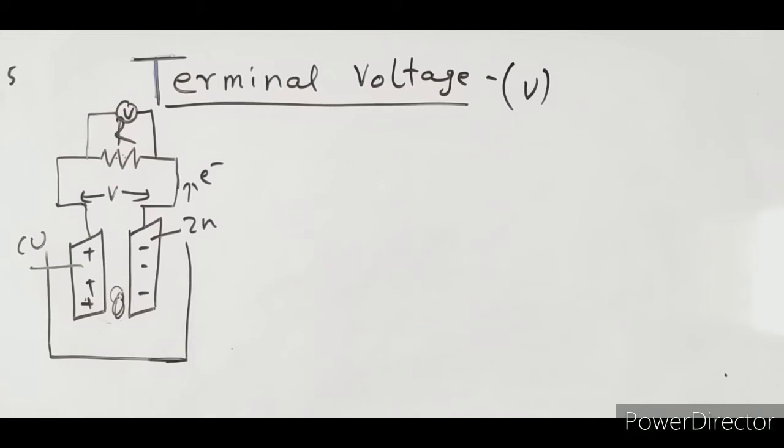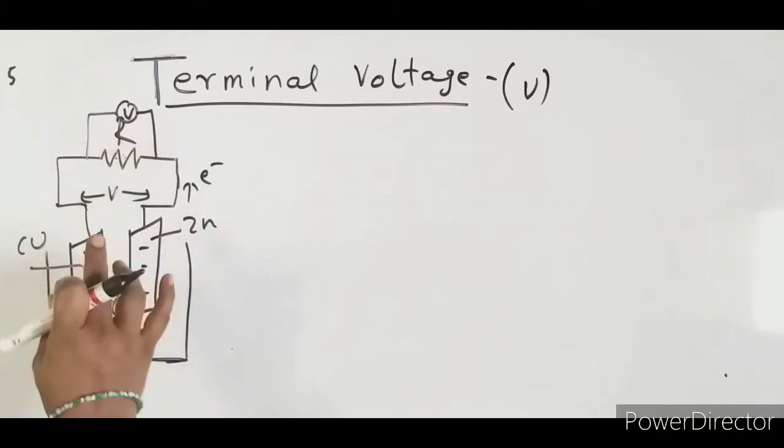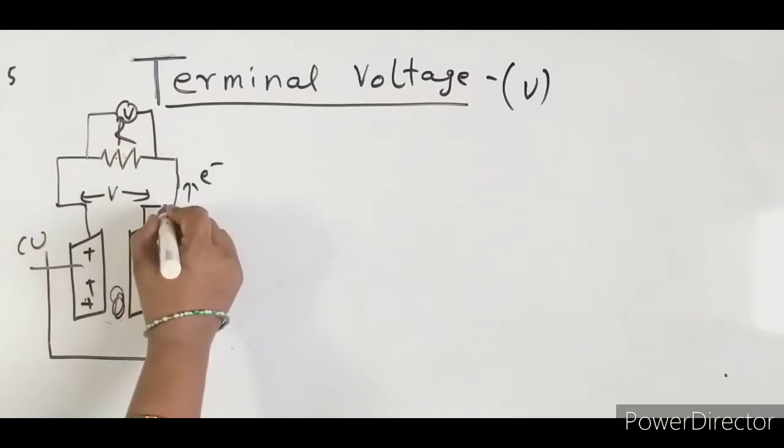Now let us see, we are discussing terminal voltage. Let us see what happens when current is made to flow in an external circuit, this external circuit, by closing the key.